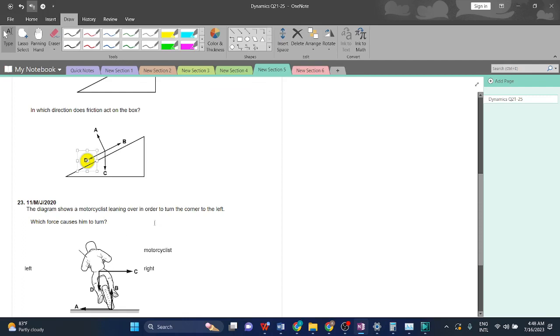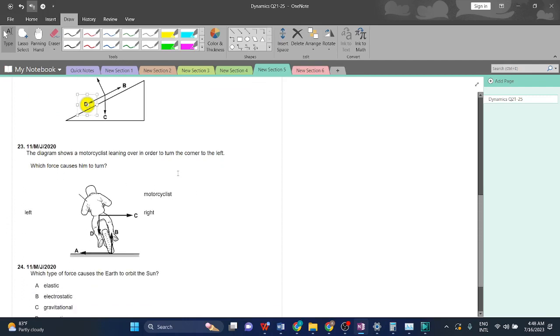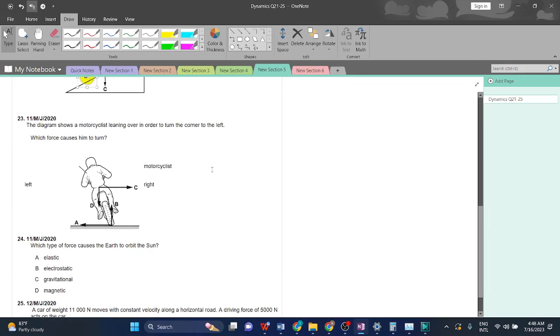Question 23. The diagram shows a motorcyclist leaning over in order to turn the corner to the left. Which force causes him to turn? Acha. Whenever an object is moving in a circular track and a circular path, it is always subjected to centripetal force, which is the force जो आपको सेंटर की तरफ पुल कर रही है. The force is always towards the center.